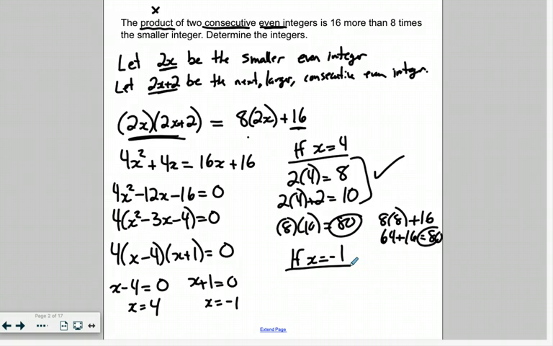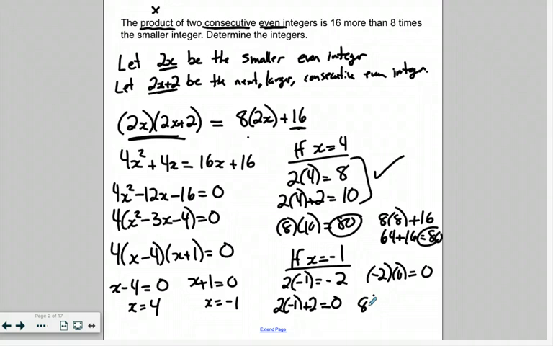Well, then what we would get is that my first smaller integer is 2 times negative 1, which is negative 2, which is still an integer, right? Nothing here says that it had to be positive. And then we get my second integer is 2 times negative 1 plus 2, which is 0. 0 is still defined as even because it can be written as 2 times 0. Right? And again, if we check that, the product of those two things, so negative 2 times 0 is, of course, 0. If I take 8, multiply it by my smaller integer, which is negative 2, and then add 16, what I get is negative 16 plus 16, which is 0, so these options work as well.